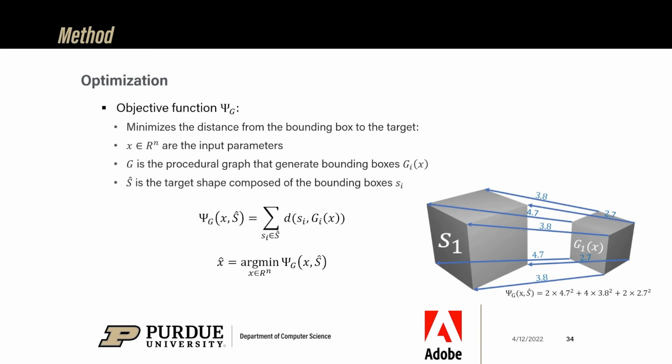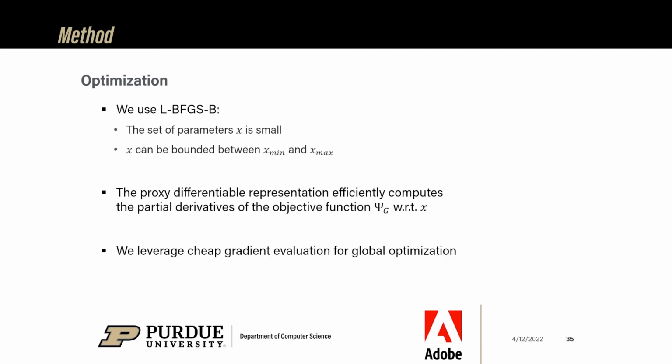Just to formalize what we just saw, after the edit is made, on one side we have the position of the target bounding boxes S at, and on the other side we have the position of the procedural bounding boxes G. Our objective is simply to minimize the distance between these two sets. To solve our optimization problem, we use a second order method that converges very fast. That is LBFGSB. We can afford to use it because the set of parameters is small, and it is also very nice because it works with bounds on parameters.